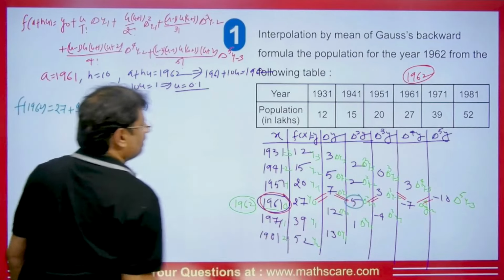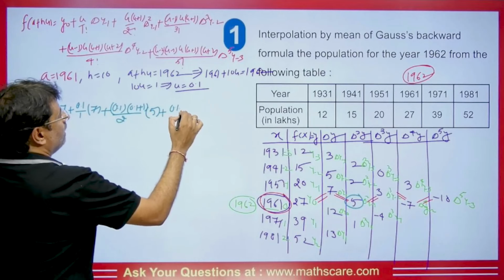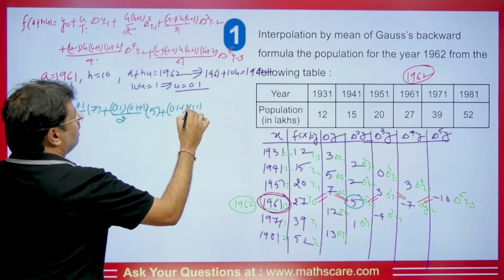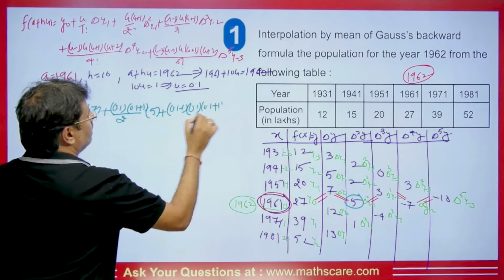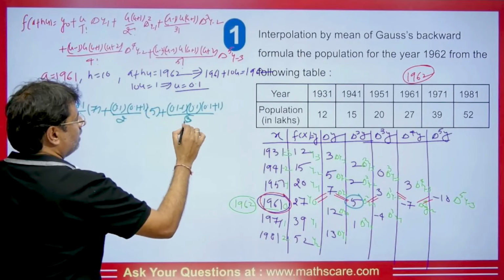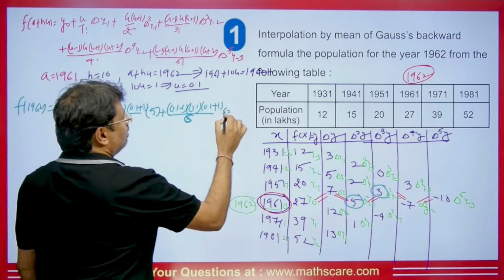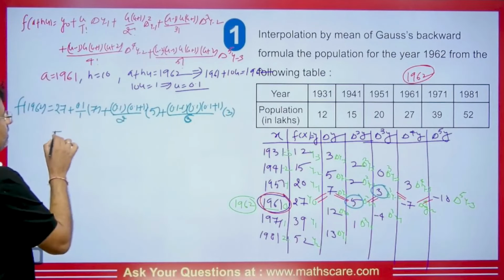Then the next value is 5, plus this will be 0.1 minus 1 and 0.1 and this will be 0.1 plus 1. Did you understand till here? Shall we move ahead? Divided by 3 factorial. So this will come 6, right? Correct? It's 6 into the next value, what will it be? It will be 3.